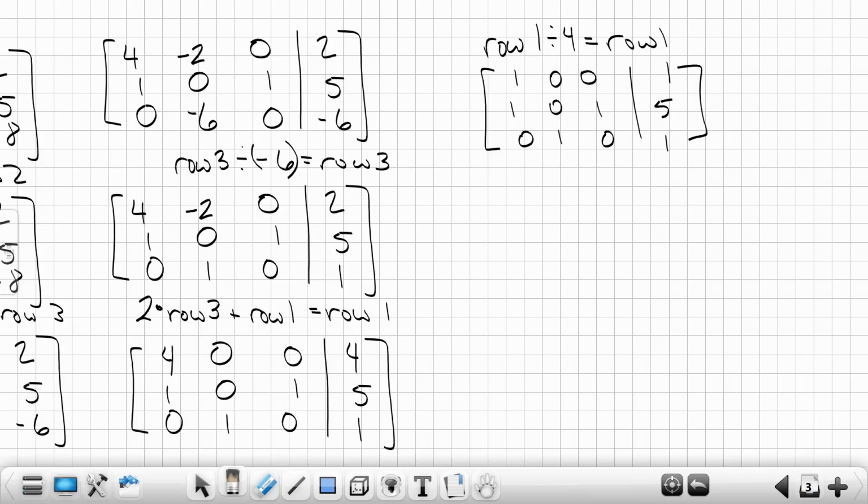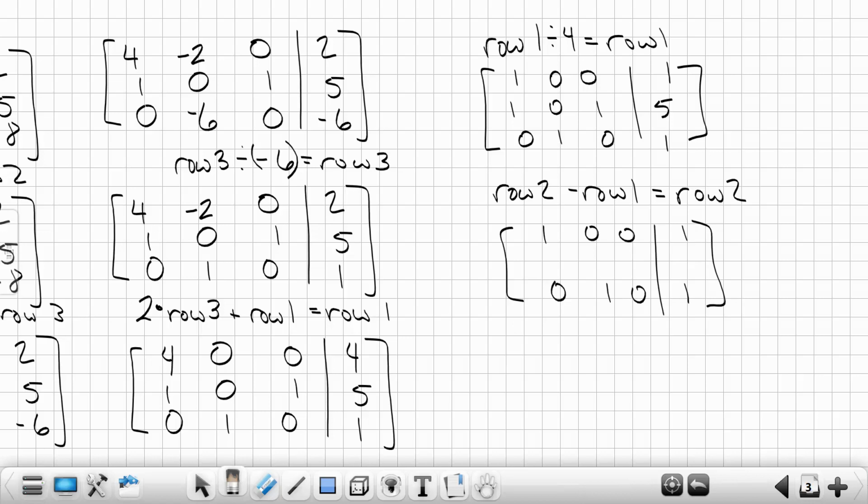Okay. Row 2 plus row 3 makes row 2 minus row 1. Row 2 minus row 1 equals the new row 2. Of course. Anything else? Are we almost done? I don't have a lot of room yet. Yes, we're very, very close to done. And then we put them in order.